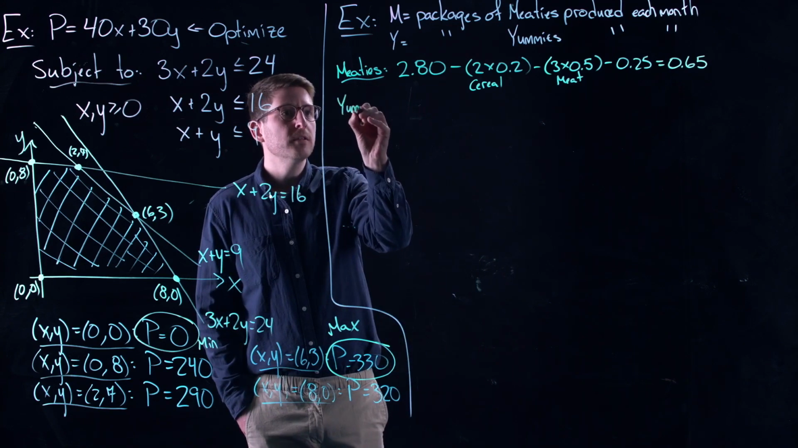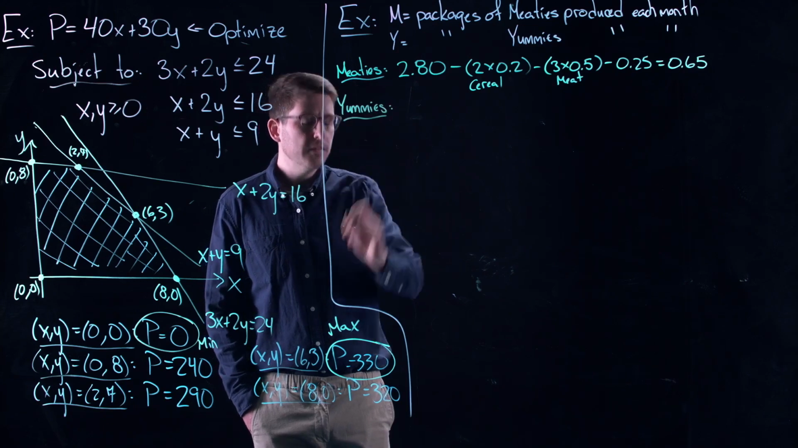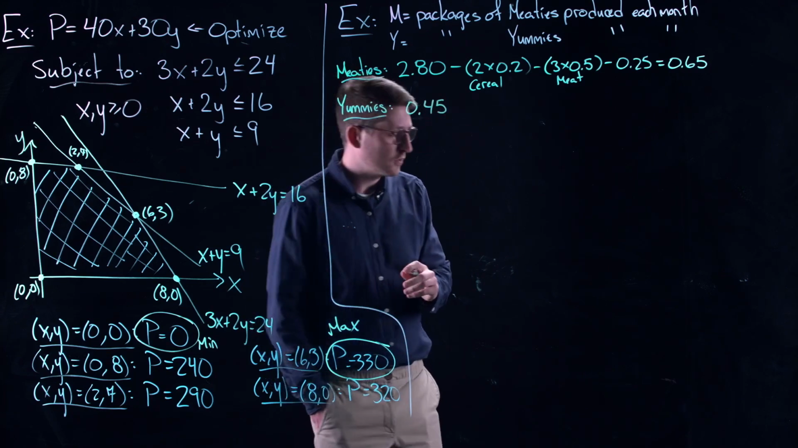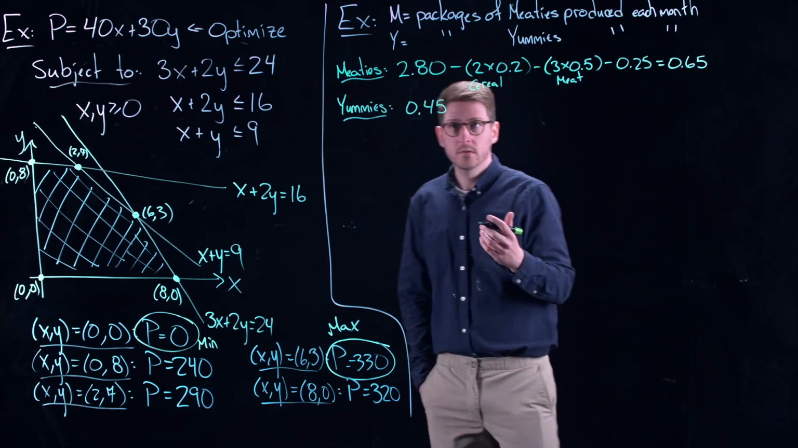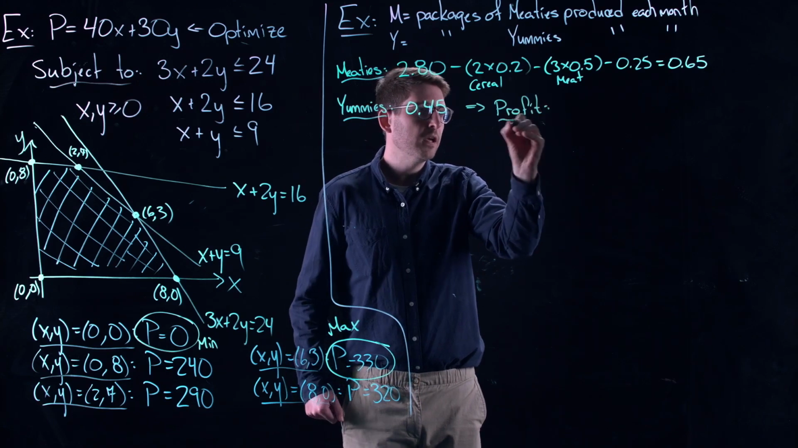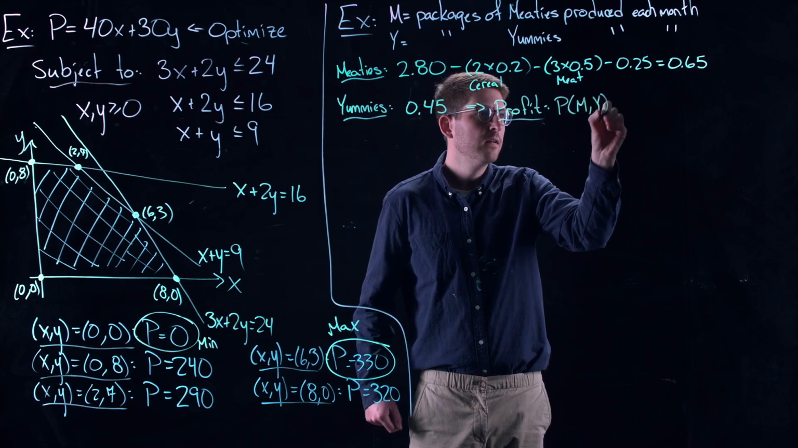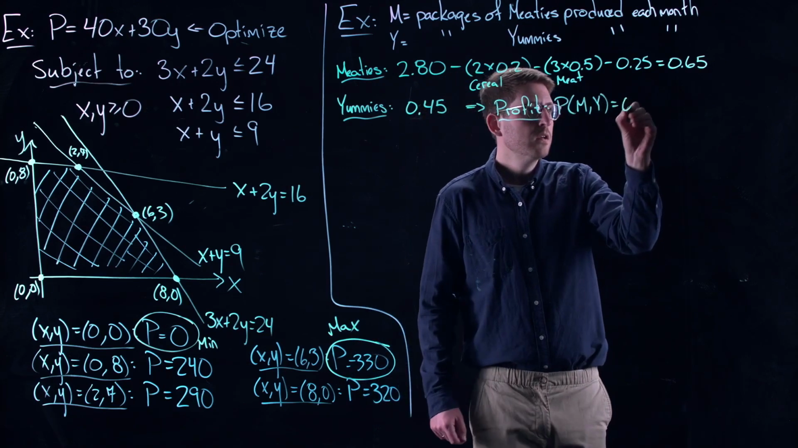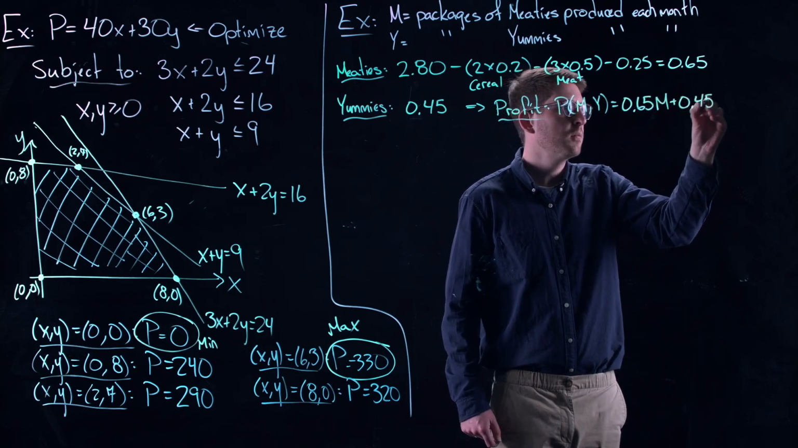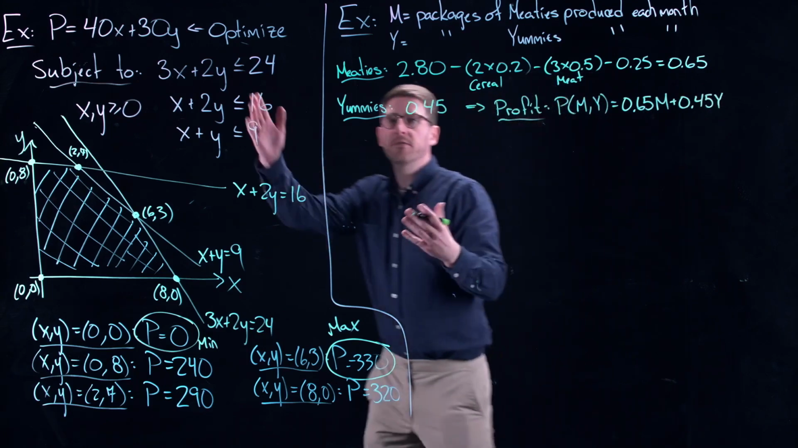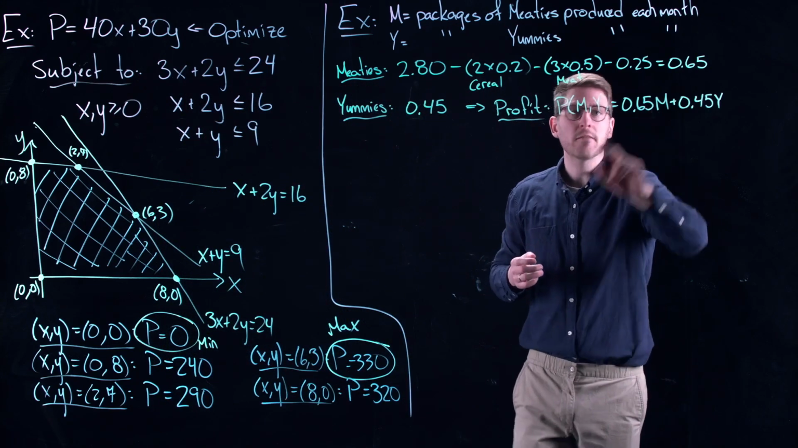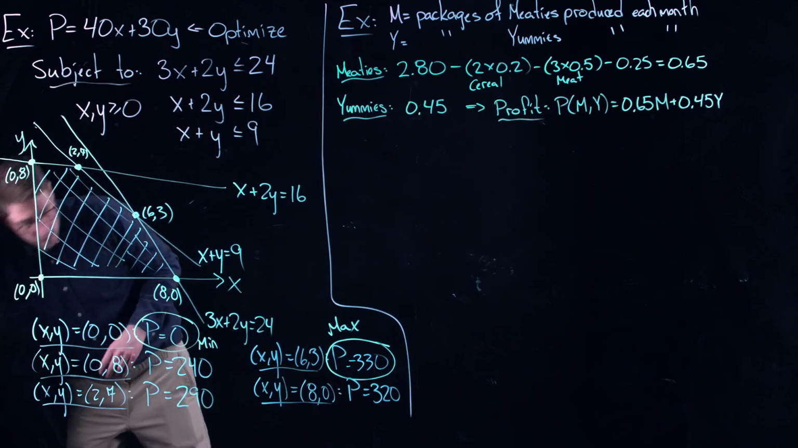Now, I can do the same computation for Yummies. In this case, Yummies yields a 45 cents per package profit. Therefore, my profit is going to be P of M comma Y. This is going to be 65 cents per Meaties package plus 45 cents per Yummies package. It's linear, so it fits into the framework that I started with. That's pretty simple so far, right? 65 cents for every package of Meaties that I sell, 45 cents for every package of Yummies that I sell.